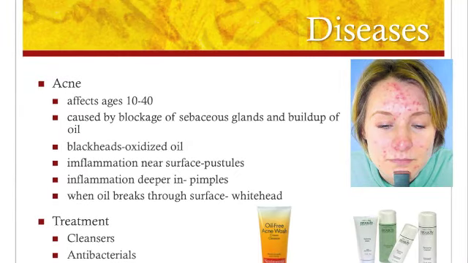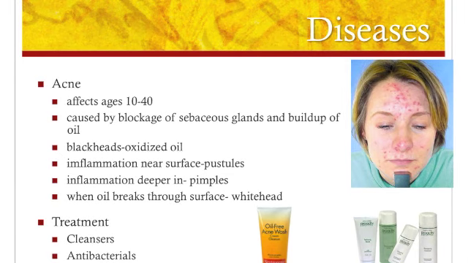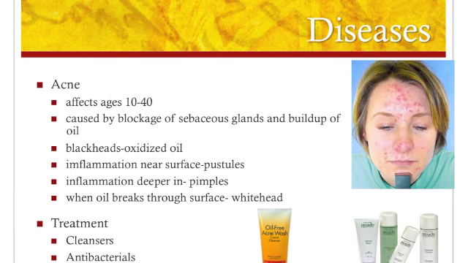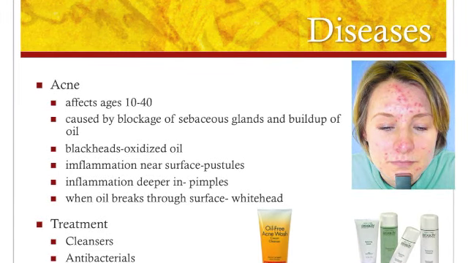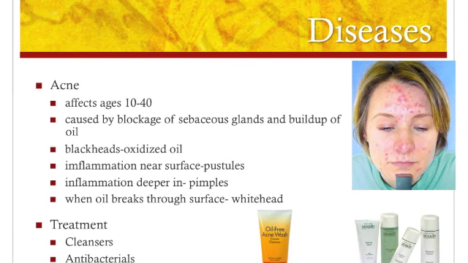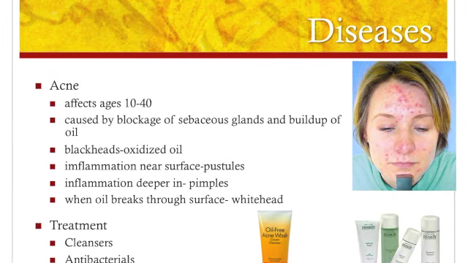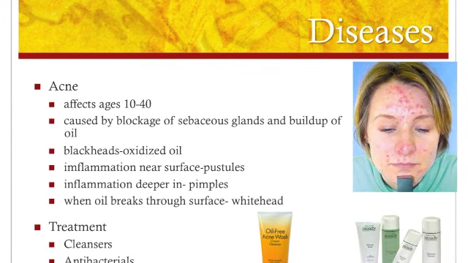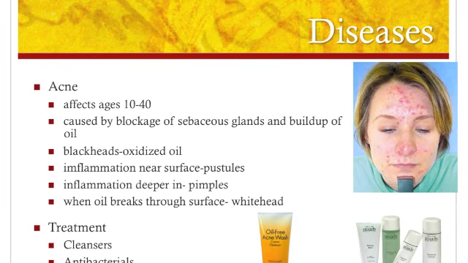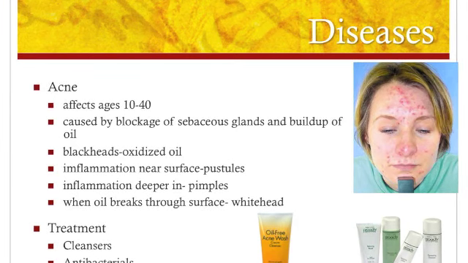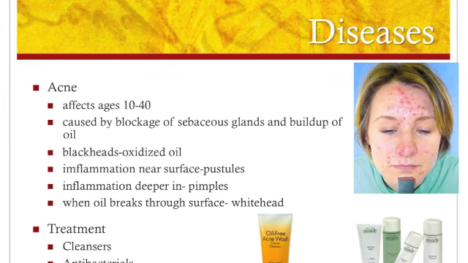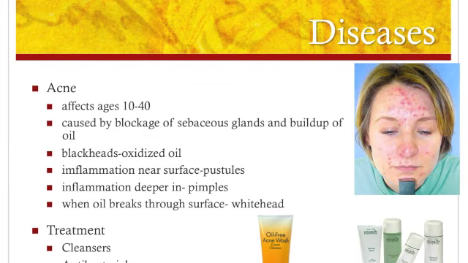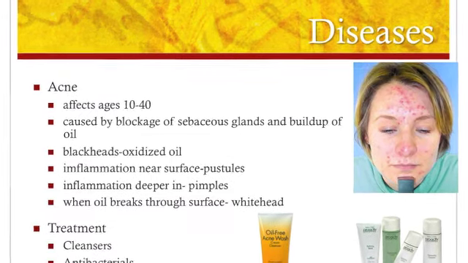Alright, for one of the diseases, it's probably the most common one that every teenager faces, which is acne, and it affects the ages of 10 to 40. It's caused by the blockage of your sebaceous glands, and it ends up building up with oil, and eventually leads to blackheads, which are oxidized oil, and then also to inflammation near the surface, which are the pustules. Inflammation deeper in is when the pimples form, the oil breaks through the surface, and that is the whiteheads. Treatments for that would be the cleansers, such as Neutrogena and Proactive, and then the antibacterials such as benzoyl peroxide.